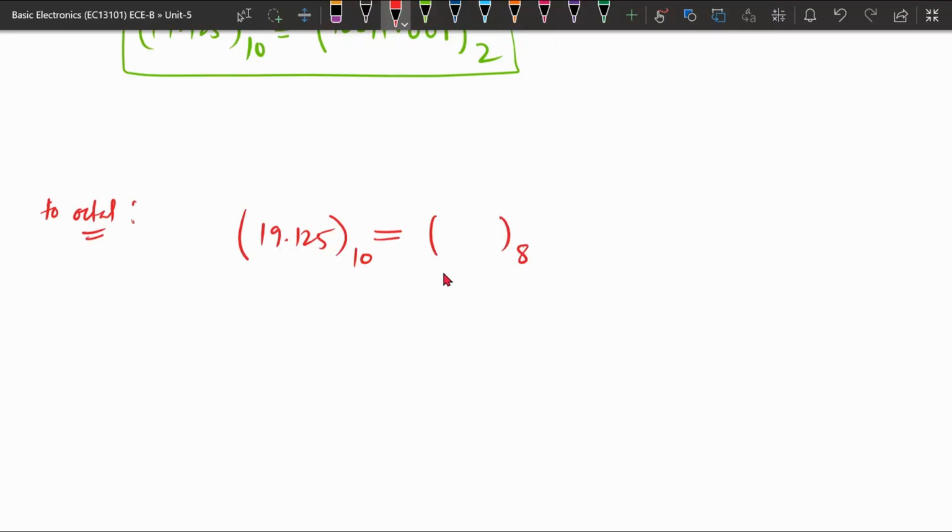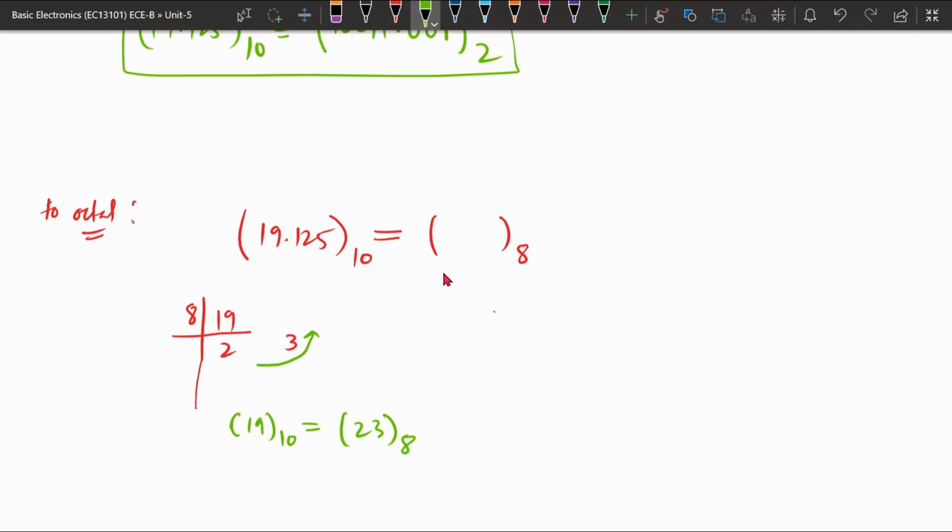For representing this, we need to divide 19 by 8. By dividing it, whatever the remainder will be, we will write it here. 8 goes 2 times, 8 twos are 16, so 3 will be the remainder. Now this 2 cannot be further divided by 8, so we will stop here. The representation will be 2 and 3. So 19 in decimal will be represented as 23 in octal.